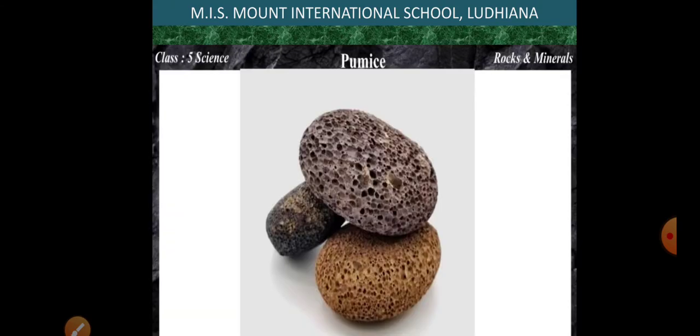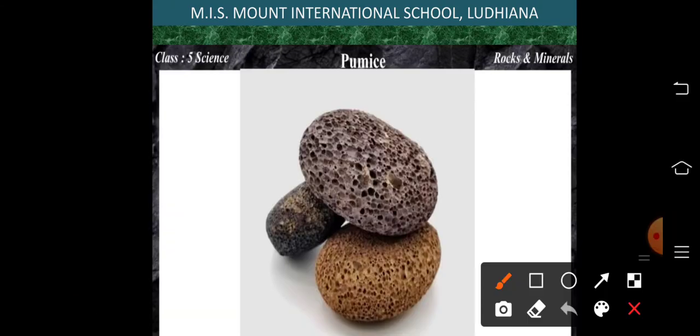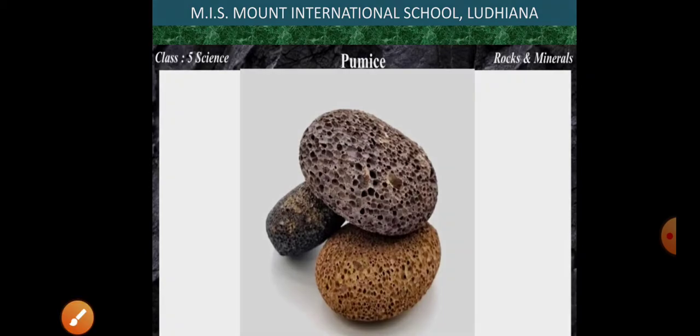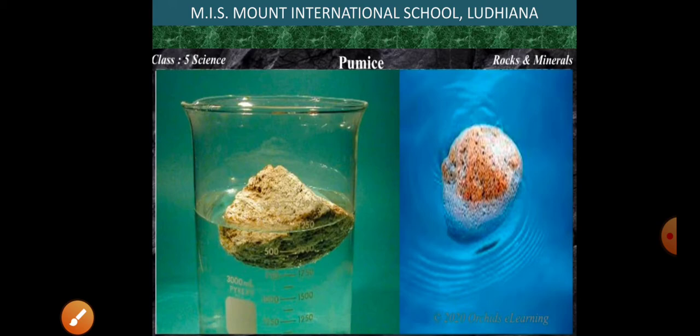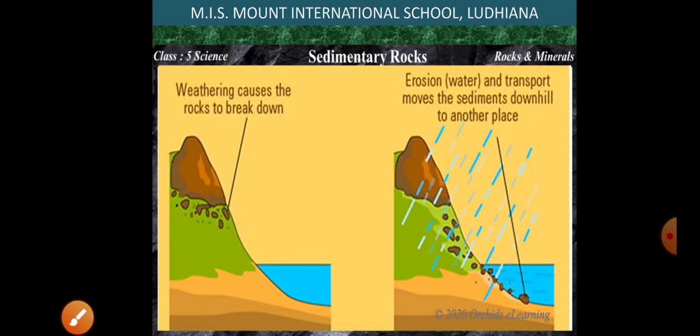Now, pumice. Pumice is also a very commonly available igneous rock. It has air pores. Very huge air pores are present in the pumice, which makes it light, and because of which it is the only rock which can float on water. If you just insert a piece of pumice into a beaker containing water, then it will start floating up.